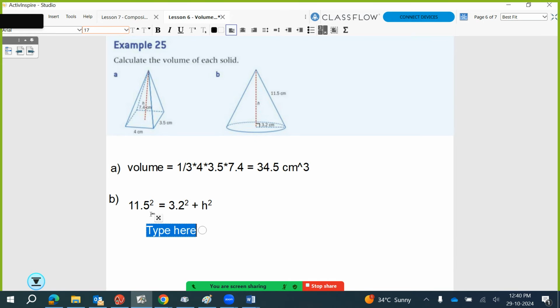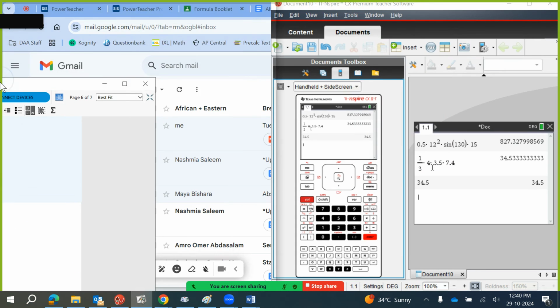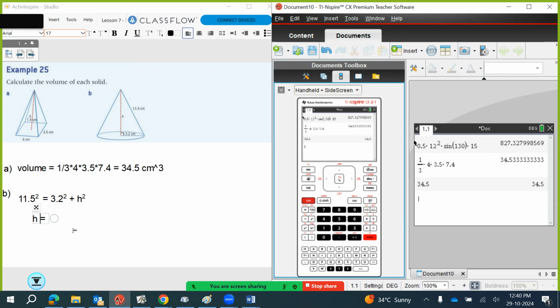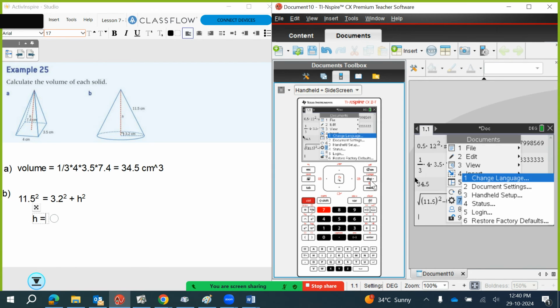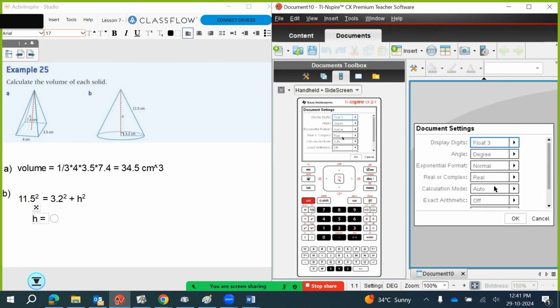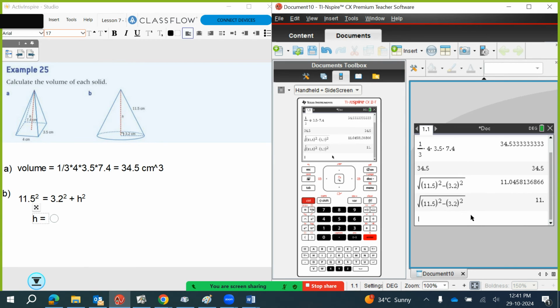This is going to give us h is equal to, let me do this on the calculator. I'm not going to solve it fully, but I'm guessing most of you did. So we want the square root of 11.5 squared minus 3.2 squared. Do we get 11.0? Yeah. So this is 11.0.